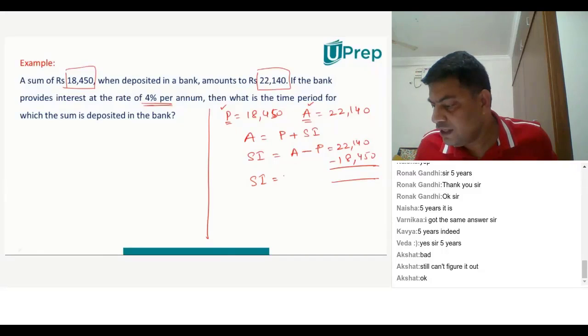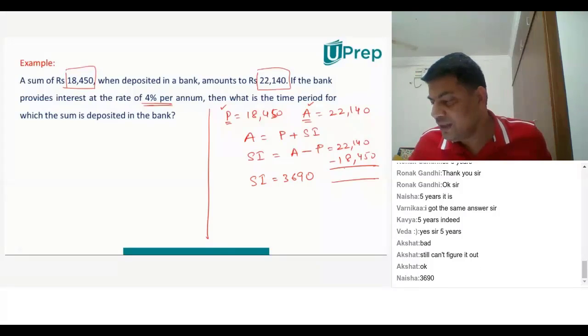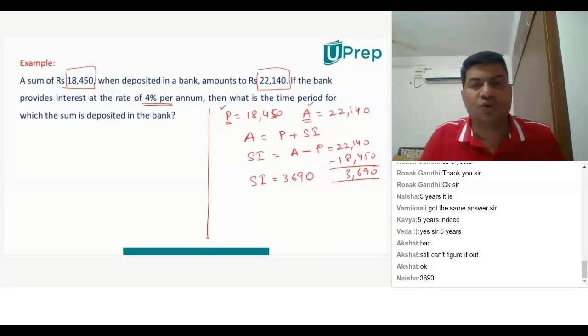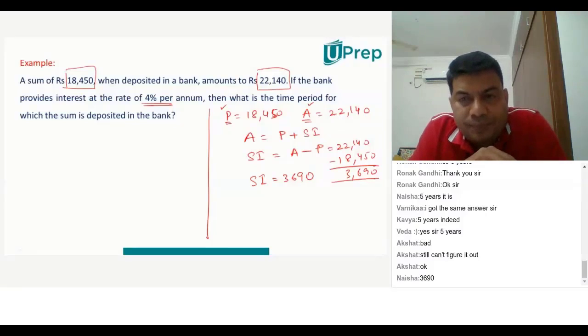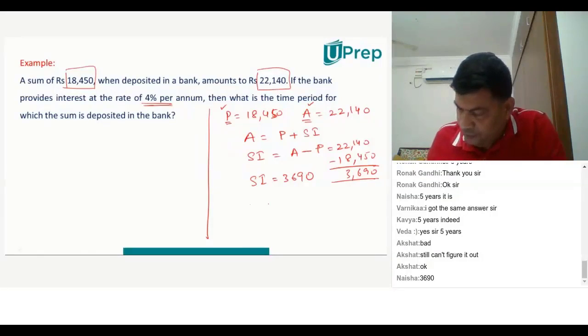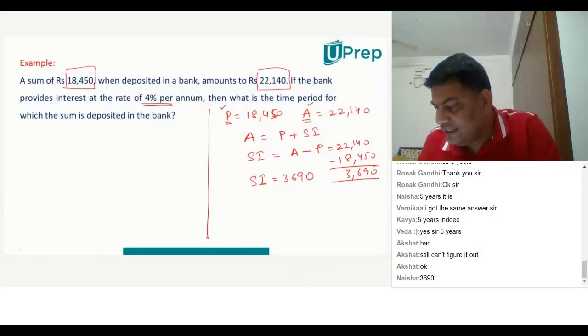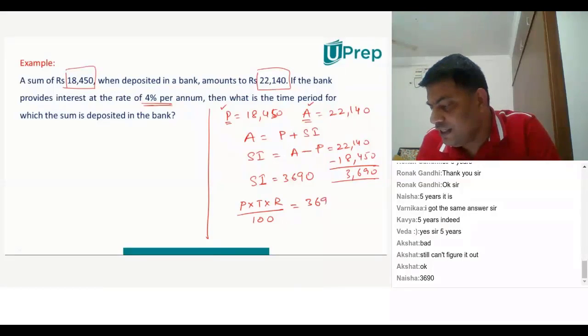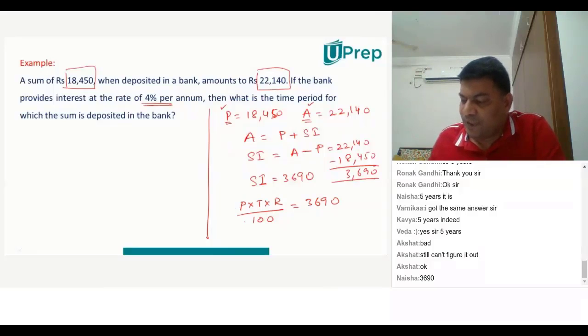Ronak? 3,690. Very good. So he just subtracted this, he got 3,690 there. Okay, so what after that? So then simple interest is PRT upon 100. Then I substituted the value. Correct. So simple interest is nothing but PTR by 100, which is equal to 3690. So you just substituted.